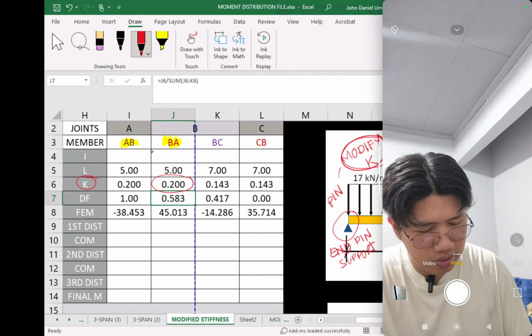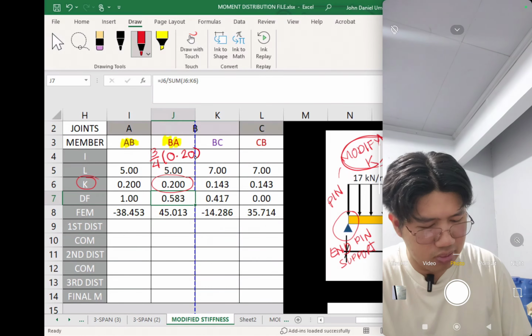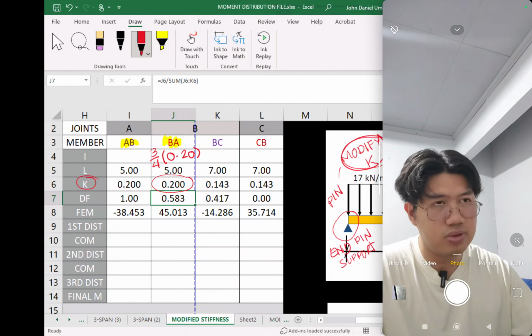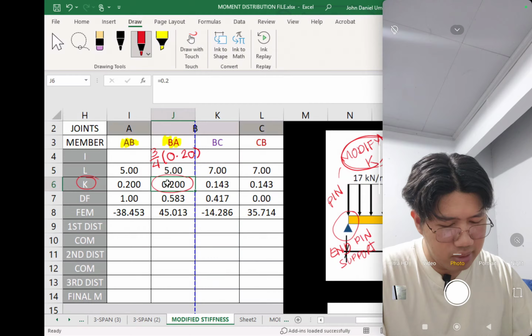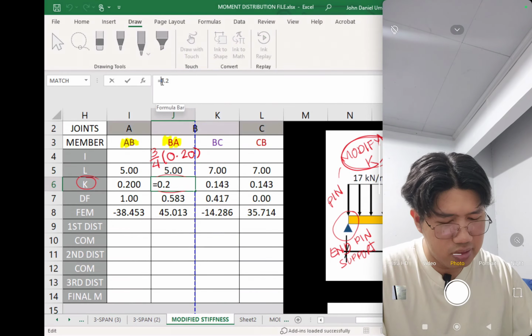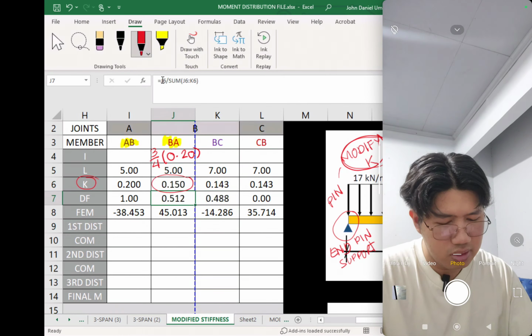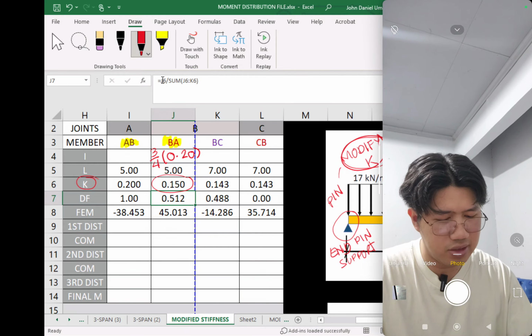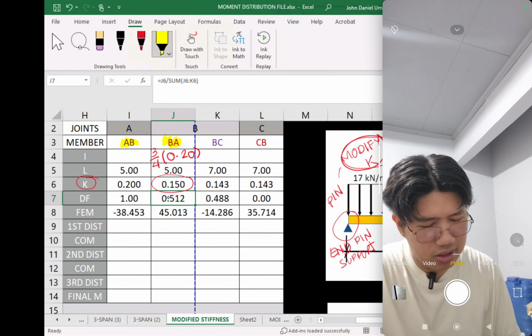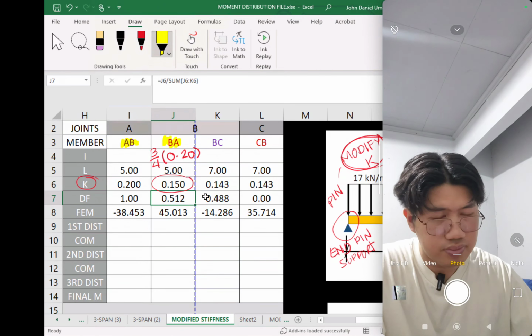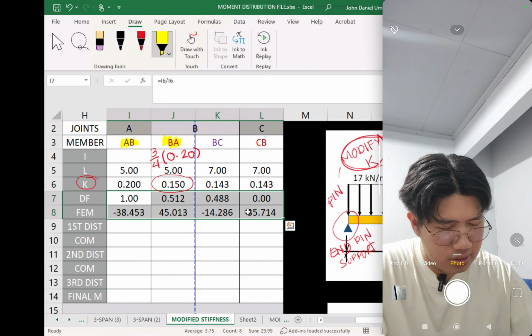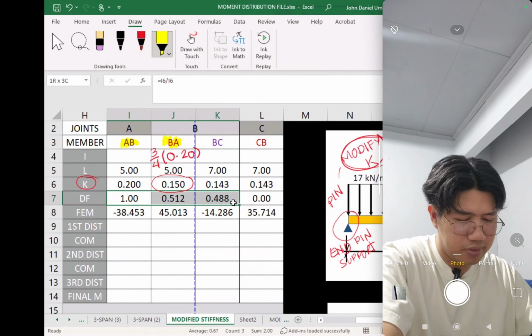So applyan natin ng modified stiffness ito. So imbis na 0.2, mag-multiply ka ng 3/4 dun sa 0.2 mo. So, applyan natin ng 3/4. So, 3/4 times 0.2, that is equals to 0.150. And then, the process of getting the distribution factor is same pa rin. Okay? So, let me do it from scratch. Pero lang yung FEM since na-complete na natin yan.